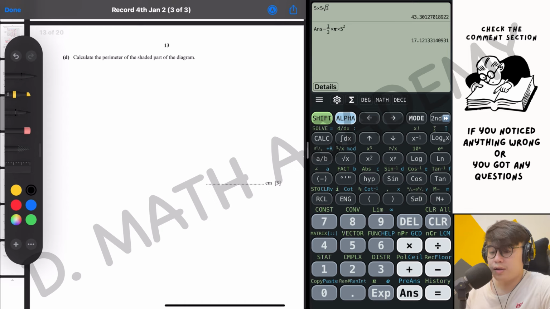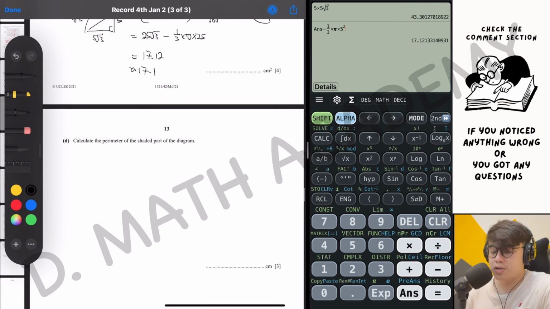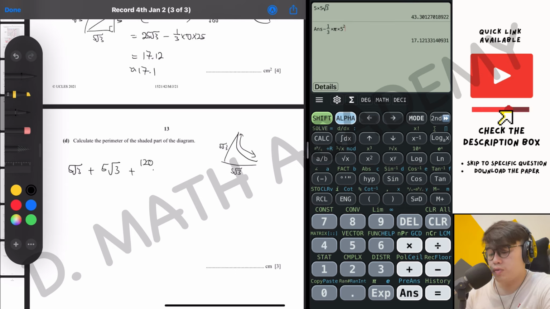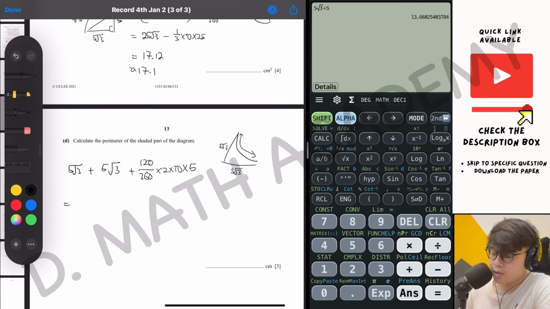Perimeter of the shaded part. Because we already know it's 5 square root 3 plus 5 square root 3, all we have to calculate will be this, here to here. That will be 120 over 360 times 2 times pi times 5 cm, which is the radius of it. That will be 27.8.